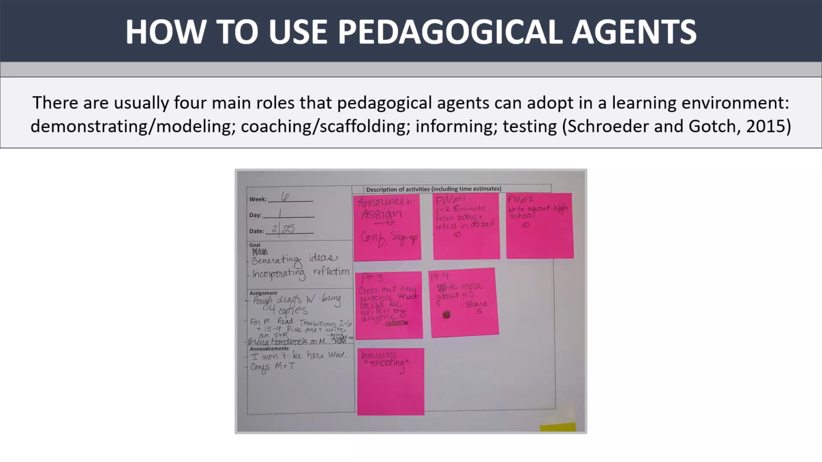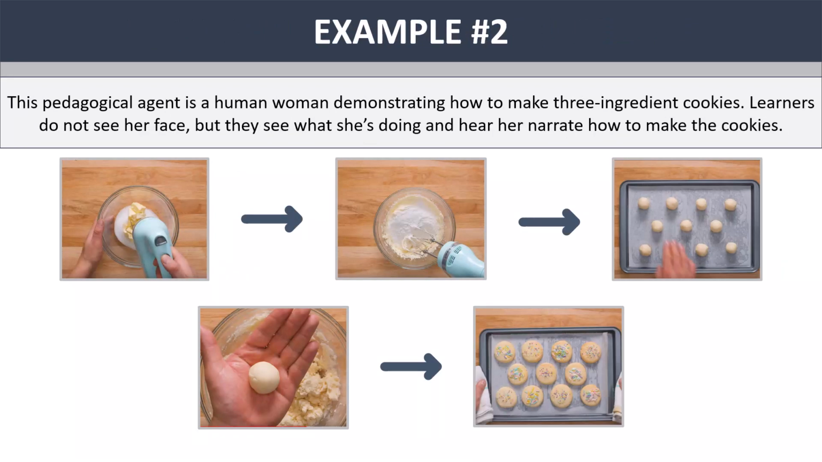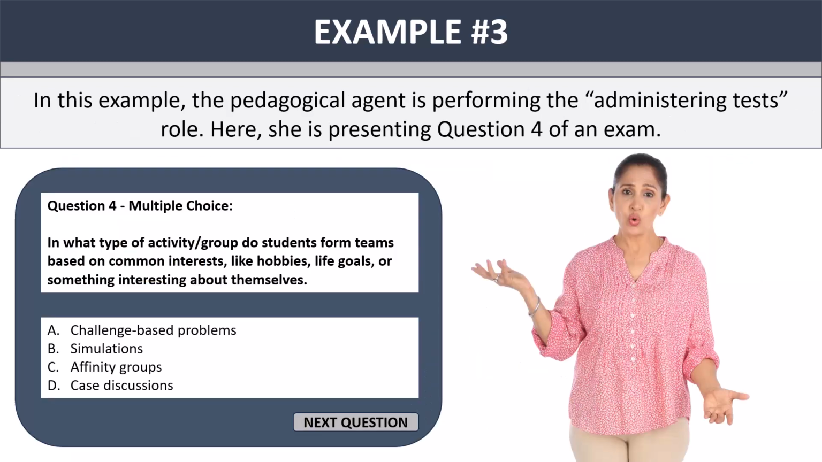Okay, so now that we know the roles of pedagogical agents, let's take a look at another 2 examples. In this example, the pedagogical agent is a human woman in a video demonstrating how to make 3-ingredient cookies. The learners do not see her face, but they do see what she's doing, and they hear her narration as they learn to make the cookies. This is an example of a pedagogical agent in a demonstrating or modeling role. In our final example, the pedagogical agent is performing the administering tests role.